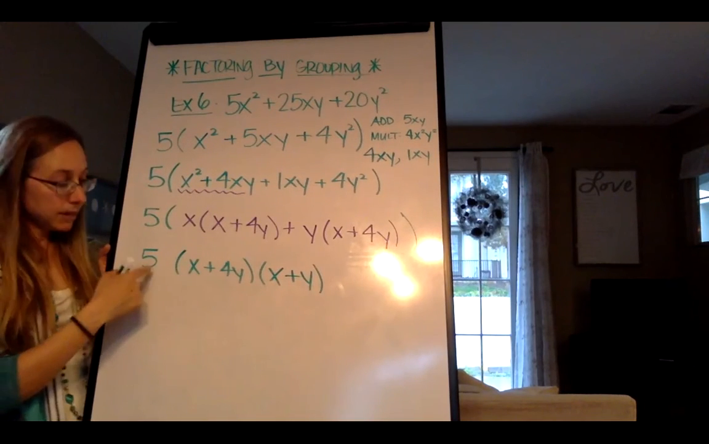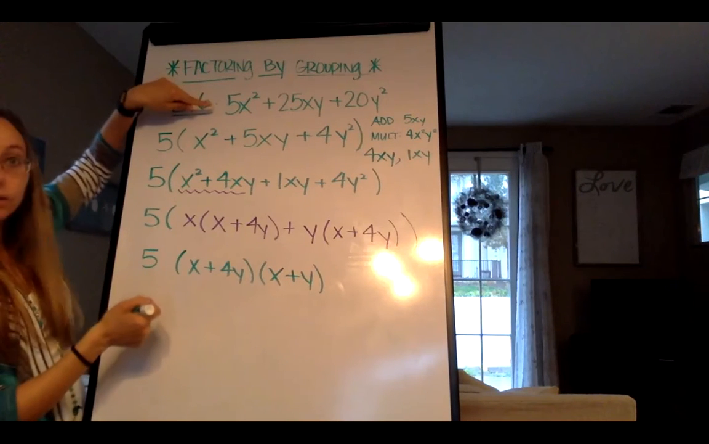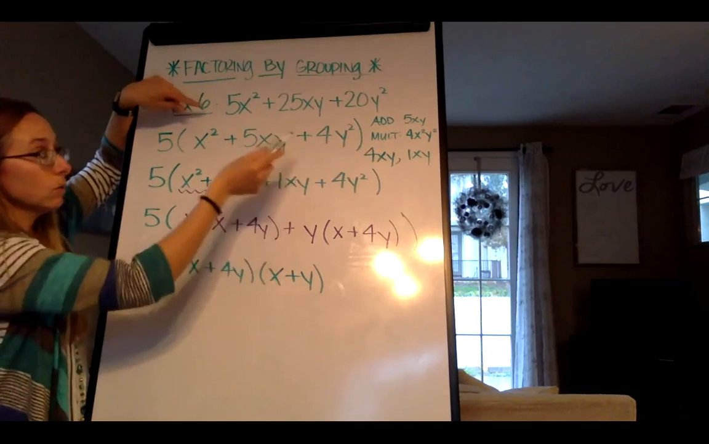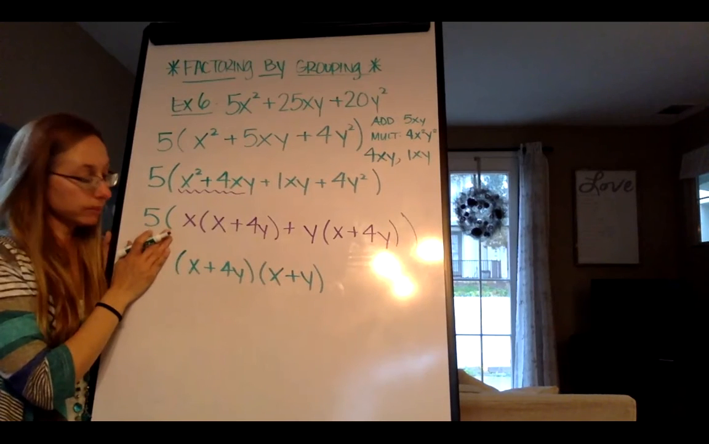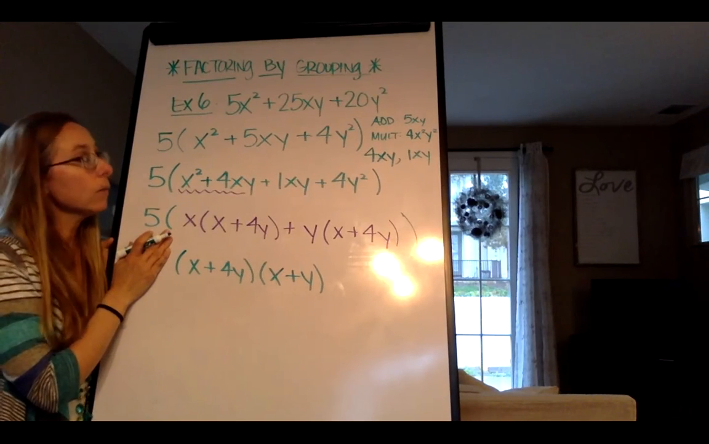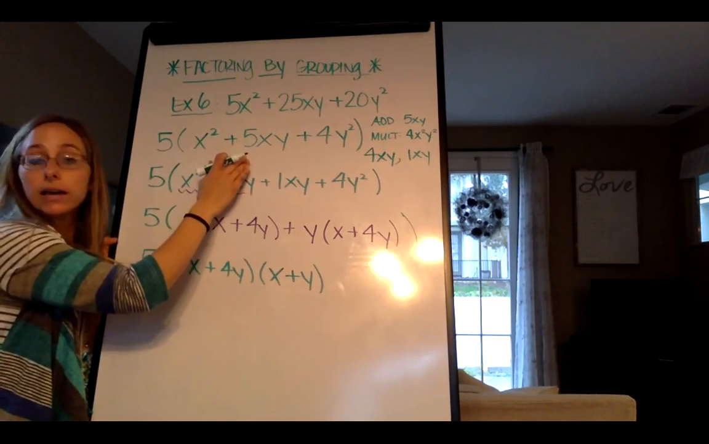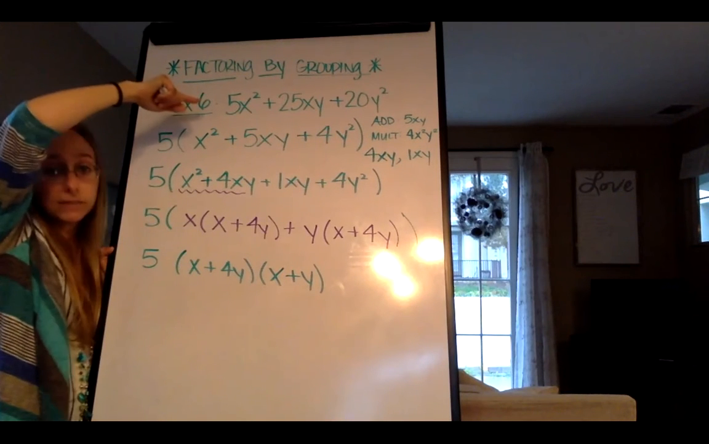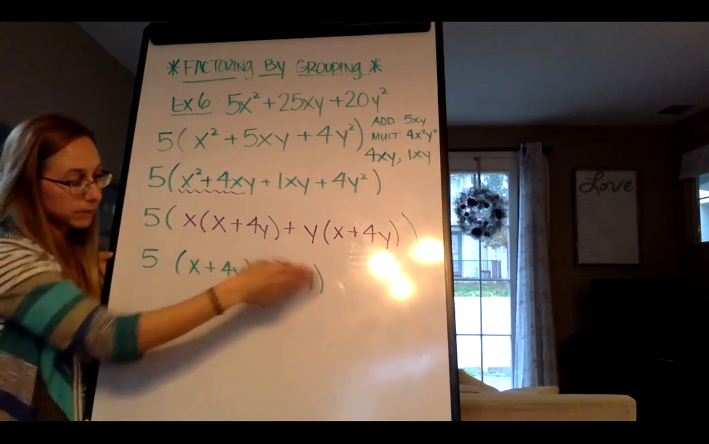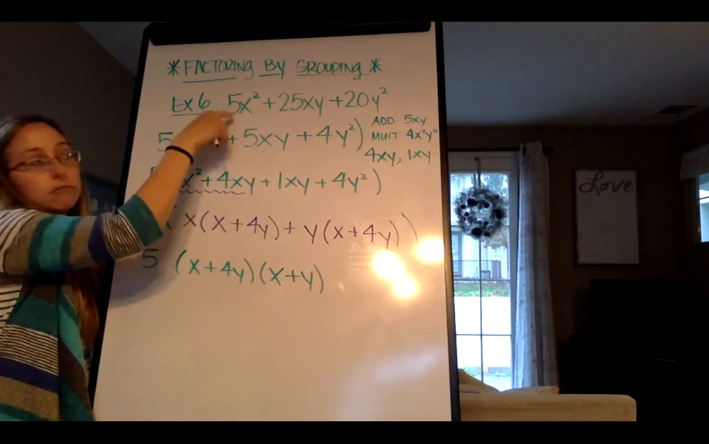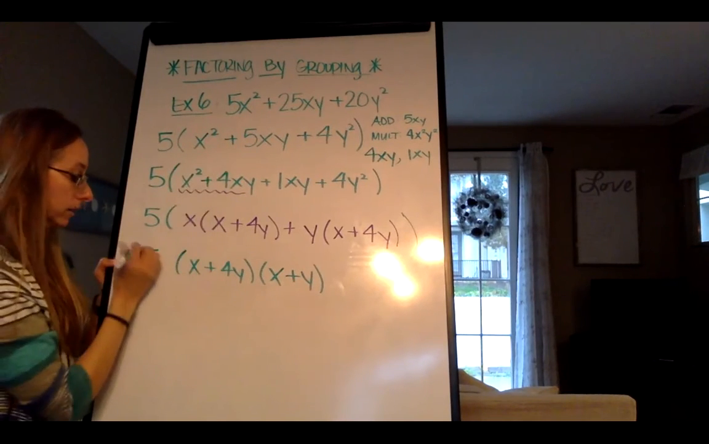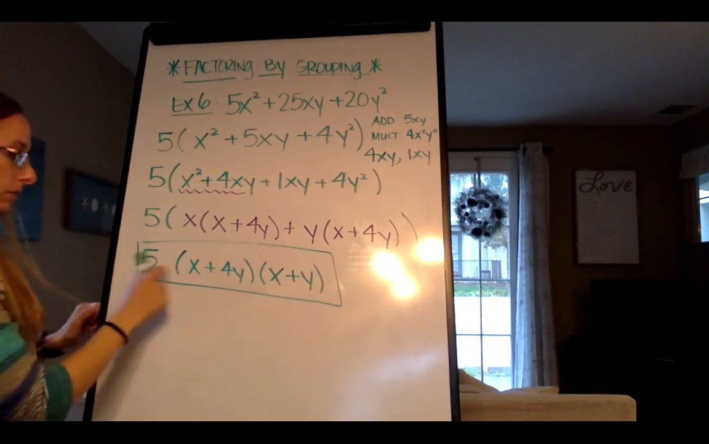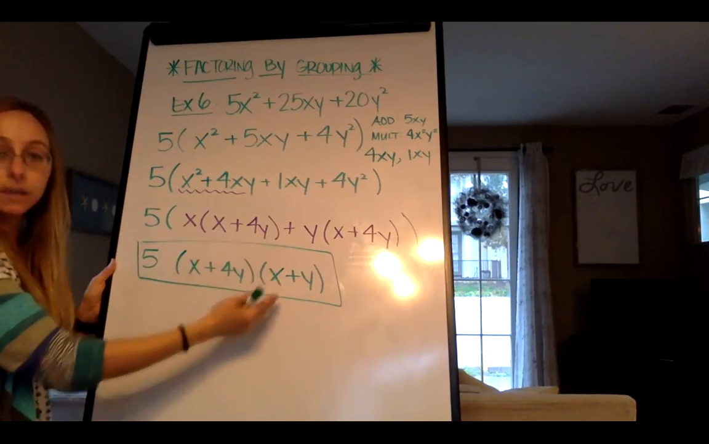Again, the 5 hangs out on the outside because what we're doing is rewriting the first trinomial we saw, 5x squared plus 25xy plus 20y squared. If we were to forget the 5 and just have x plus 4y times x plus y, we would only get x squared plus 5xy plus 4y squared. But that's not what we want to factor. We want to factor the first trinomial up here with the 5s in it. So we multiply that by the outside. If you multiply all this out and then multiply a 5 into everything, you would get 5x squared plus 25xy plus 20y squared. So this is the product of all three of these: 5 times x plus 4y times x plus y.